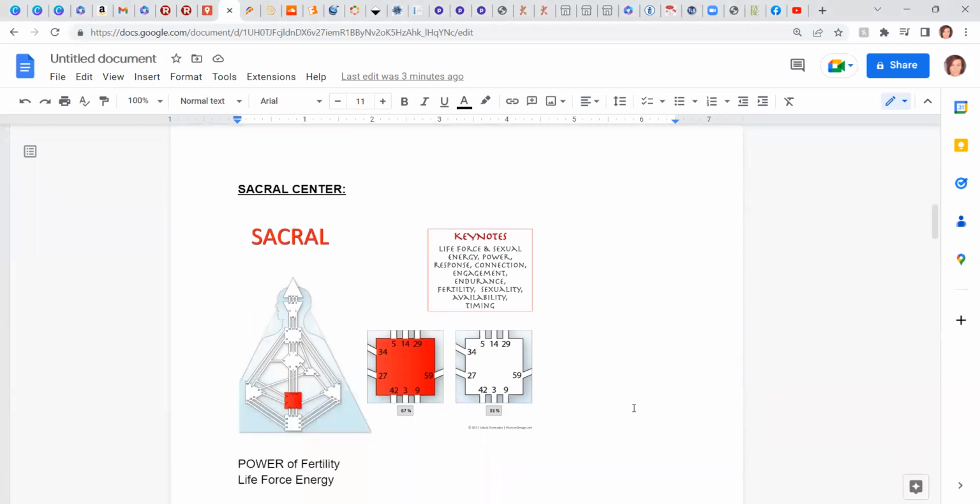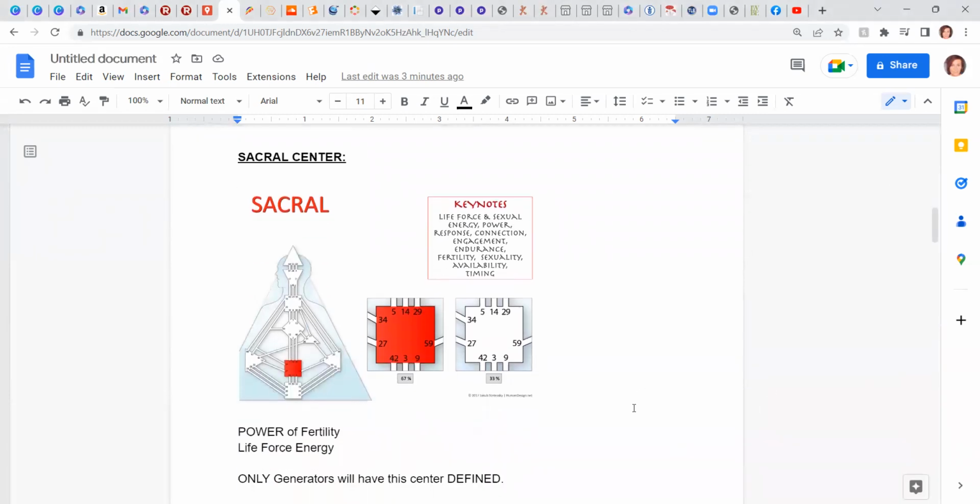So, the sacral center. This is life force energy. Ra talks about how we live on a planet called planet generator, and that the other three types, meaning the projector, reflector, and manifestor, are just visiting, or are just guests on this planet. That's because 33% of the people in this world are not generators, meaning they do not have the sacral center defined.